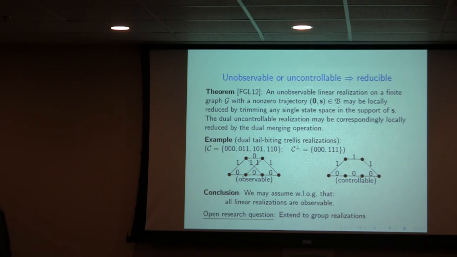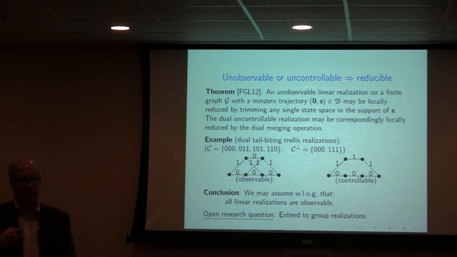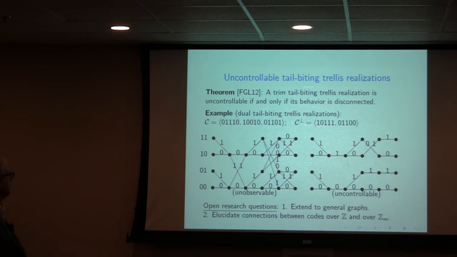However, this to me is interesting because this doesn't work for group realizations. This works fine for linear realizations, but it doesn't work in general for group realizations. And so that's a very interesting open research question. What's going on there? And how can we get a similar reduction for the group case?